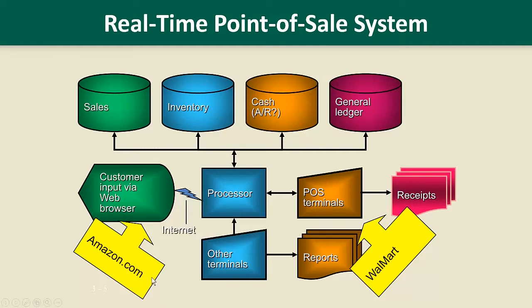Amazon, kind of the same setup, but there's no actual location of the store. Right, you're sitting here at your computer, on the web, internet. You want to buy a book, it goes through the internet, into the Amazon server and processors, and then the same thing happens again. Everything here is kept real time. Credit checks done immediately, just like at Walmart.